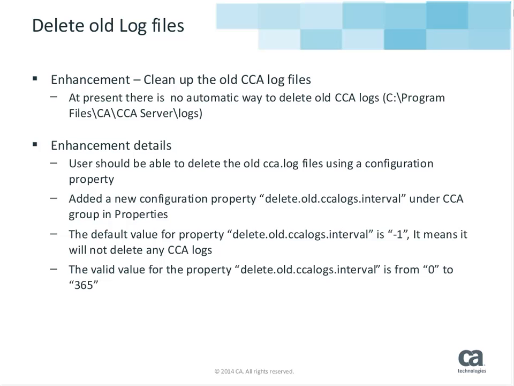So we'll go back into properties. We added a new configuration property called delete old CCA logs.interval under the CCA group and properties. The default value for this property is -1, which means it will not delete any logs. So if we don't want it, then -1. But if we want to set the appropriate property, we can set it from 0 to 365. So from the date, do I want to delete every day? Okay, I have one day, I'm going to delete, 24 hours, or I'm going to delete 2, 3, and so forth. You get the point.